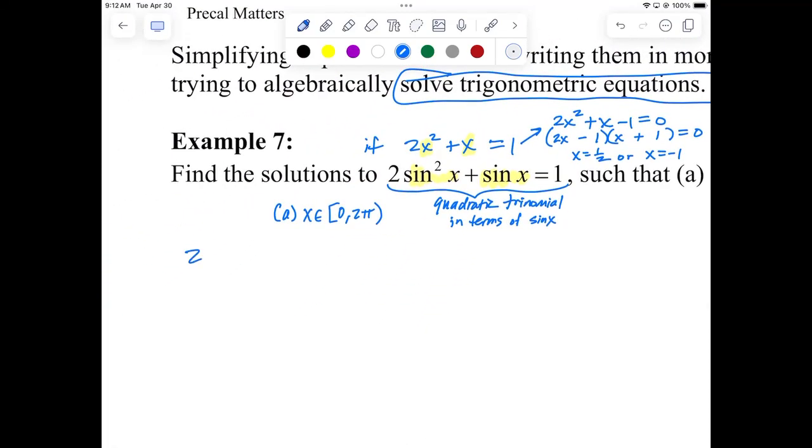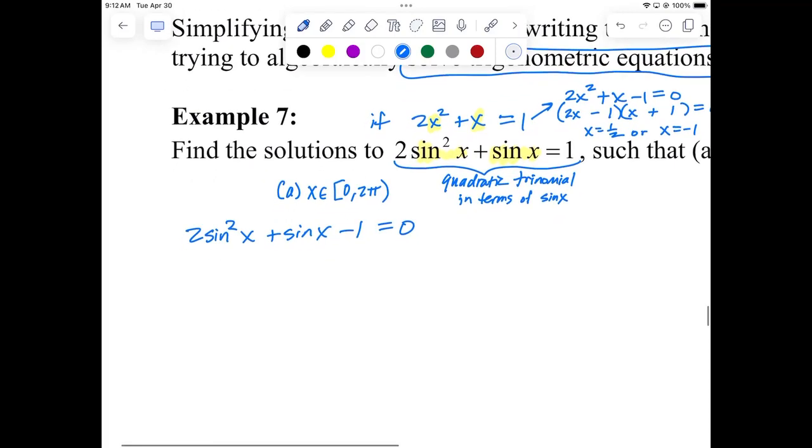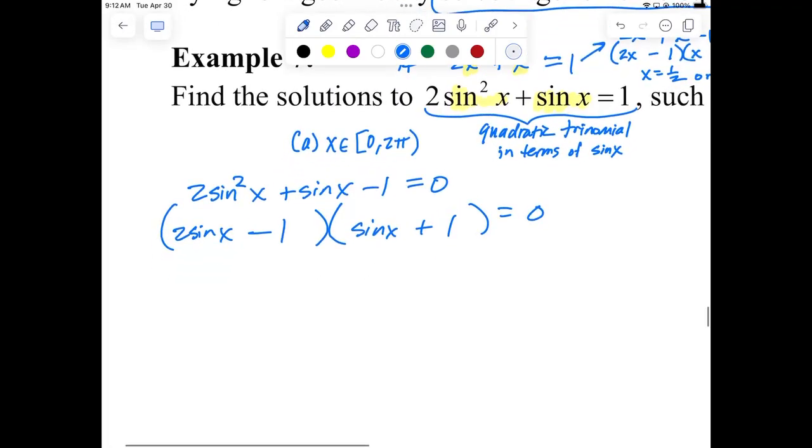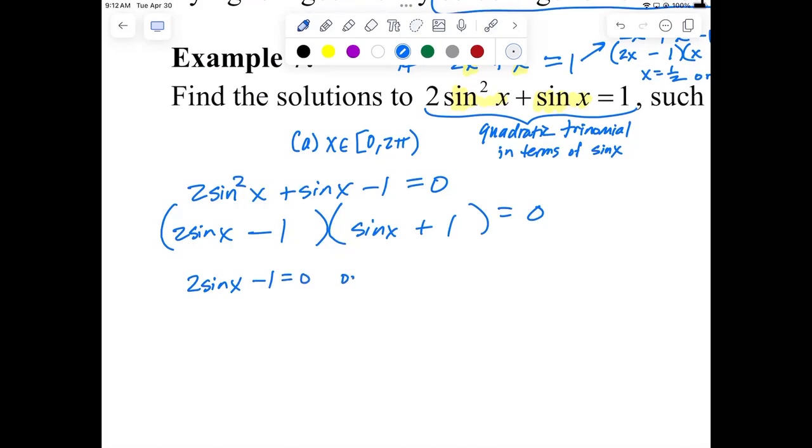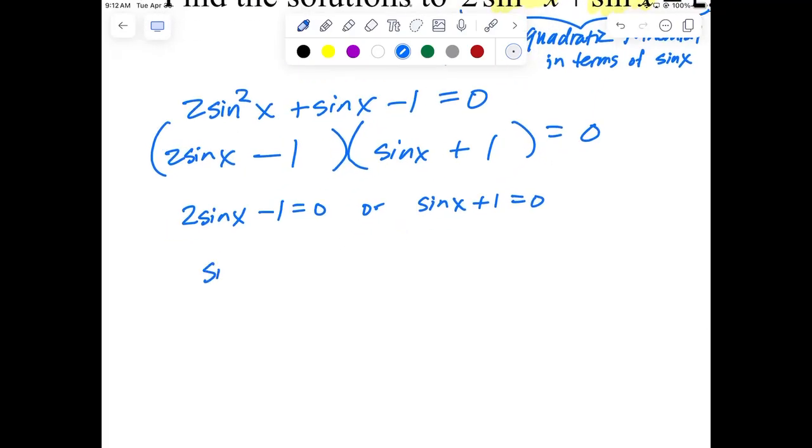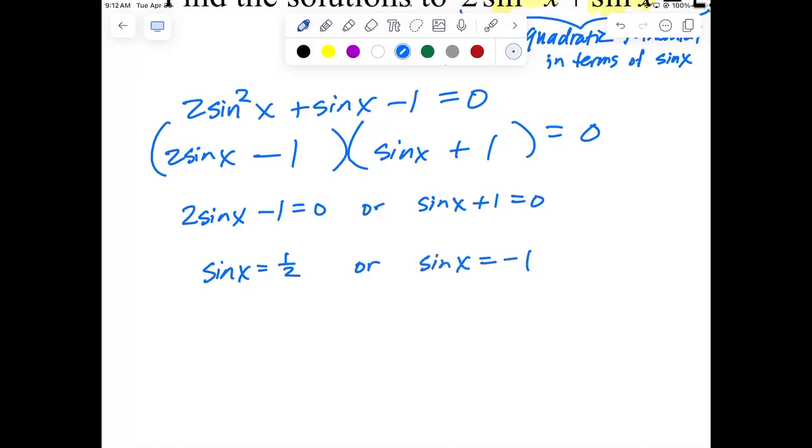So let's come over here. I'm going to bring everything to one side. I get 2 sine squared of x plus sine of x minus 1 equals 0. And then we're going to double bubble factor it. Instead of 2x minus 1, it's 2 sine of x minus 1. Instead of x plus 1, it's sine of x plus 1. Now that they're factored equal to 0, I can set them both equal to 0. So 2 sine of x minus 1 equals 0, or sine of x plus 1 equals 0. Then I solve both for sine of x. I get sine of x equals 1/2, or sine of x equals -1.